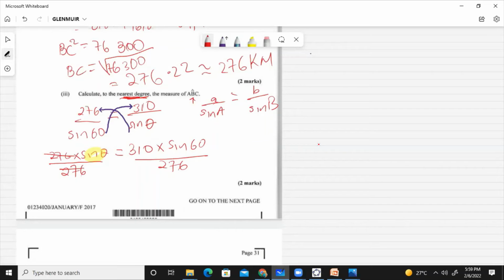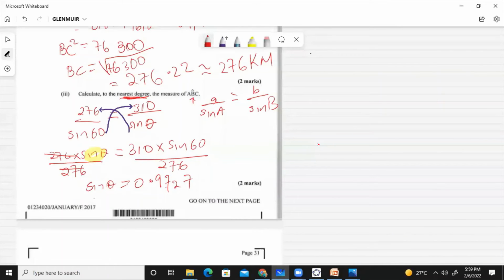Now on our calculator, we need to work out 310 times the sine of 60, and then divide that by 276. I want somebody to verify with me that we did get the sine of the angle is 0.9727. But that's not the answer.